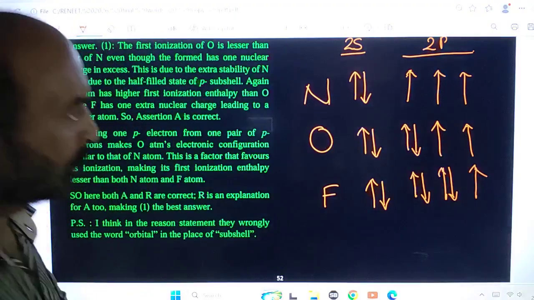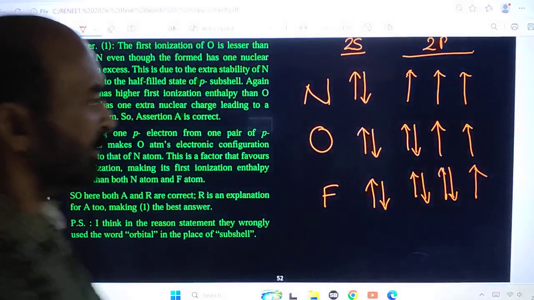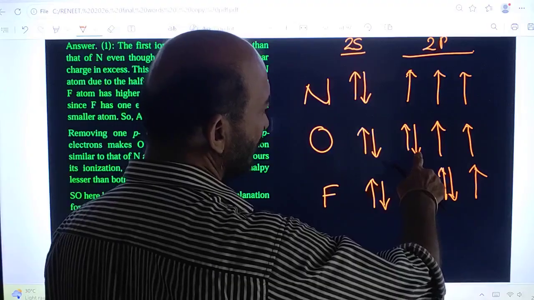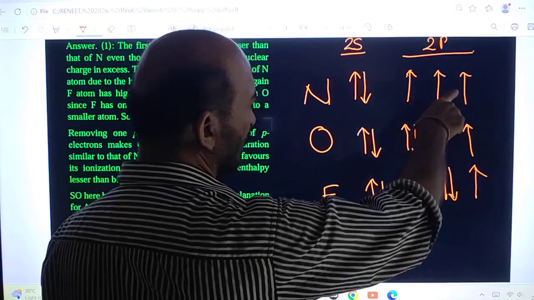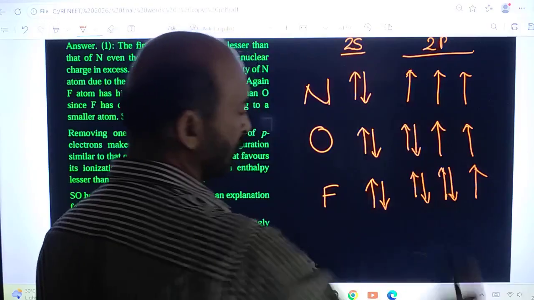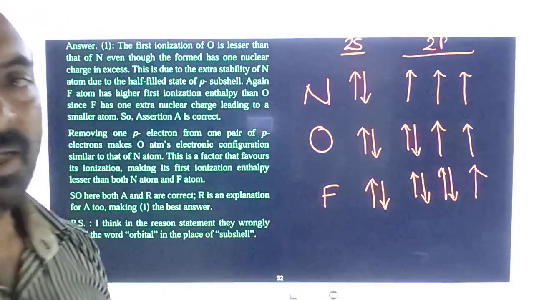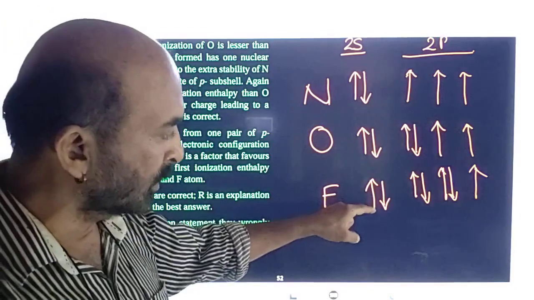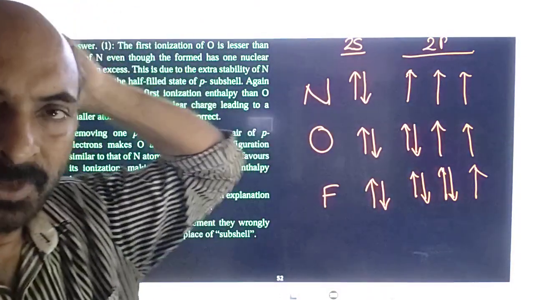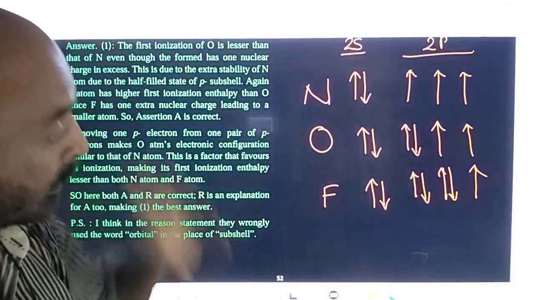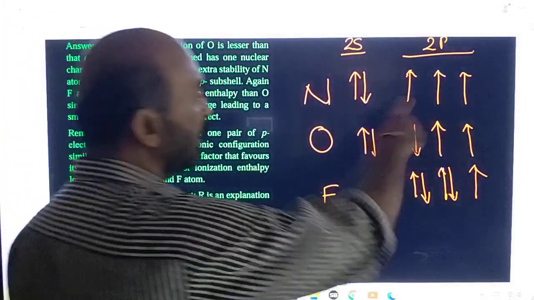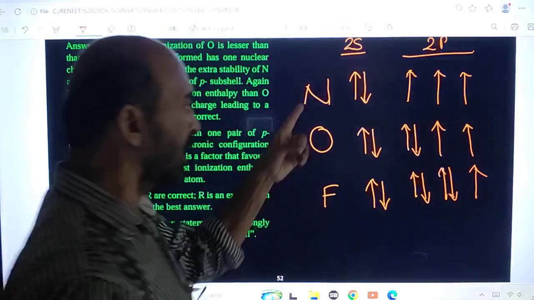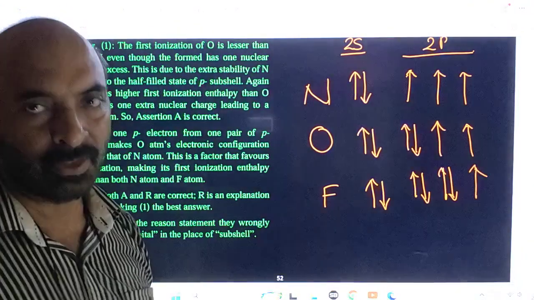Isn't it? What the assertion says is that removing this electron requires less energy than removing one electron from here and removing one electron from here. Means the first ionization energy for oxygen is less than both this and this. Can you explain? Yes, the reasons are actually different. Here, the stable electronic configuration gives nitrogen a higher ionization energy.